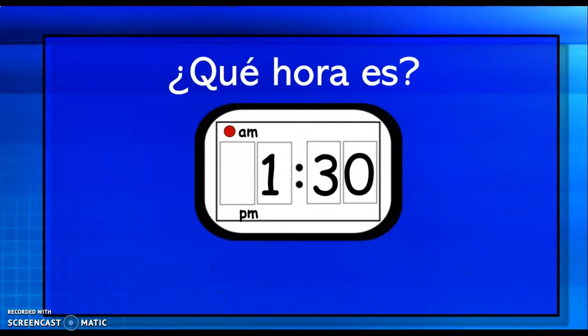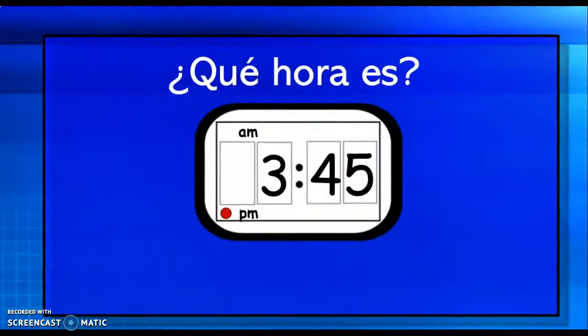¿Qué hora es? Careful with this one. Es la 1:30. Remember that if it's 1 o'clock, even if it's 1 o'clock plus any other minutes, you want to use the expression es la. Es la 1:30.